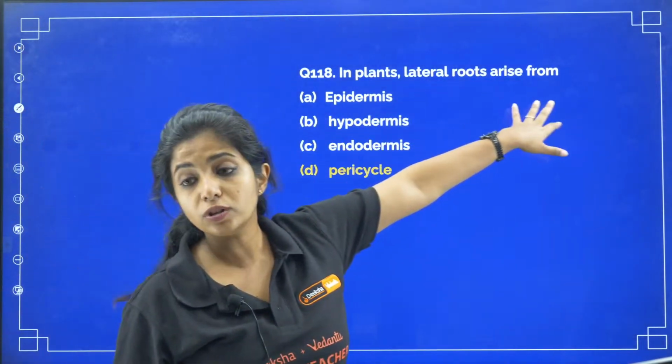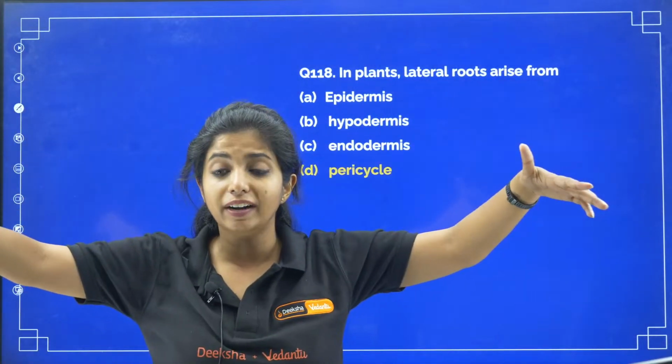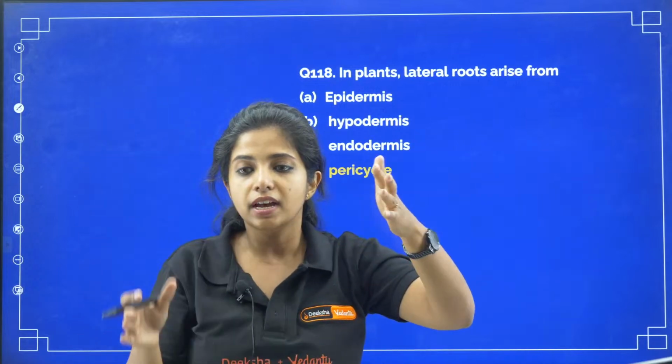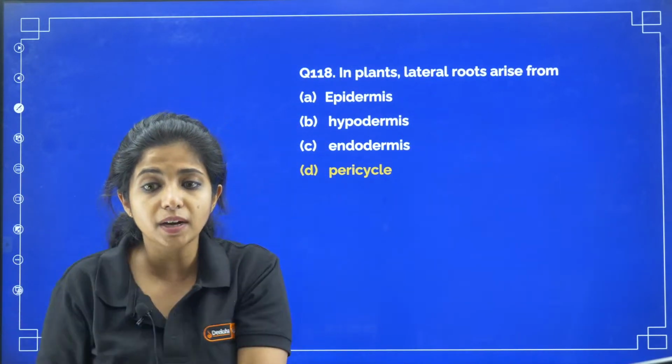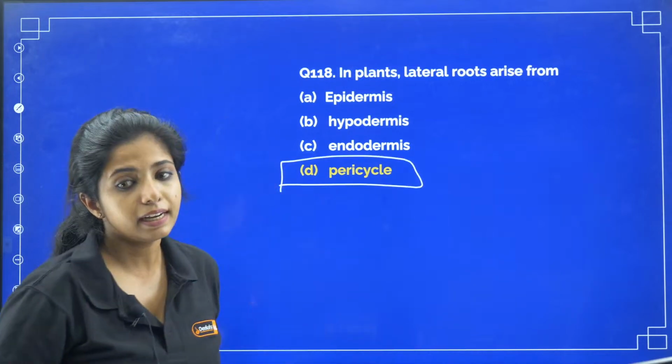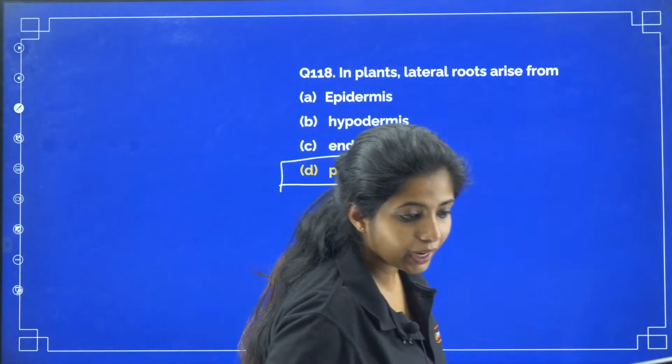In plants, lateral roots arise from. Lateral roots, my dear children, where do they come from? You have epidermis, after epidermis you have the cortex and a lot of other things, then endodermis, and after that comes pericycle, and from pericycle you get what? Lateral roots. From pericycle you are going to get lateral roots.